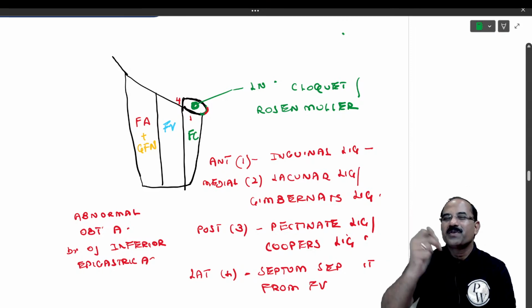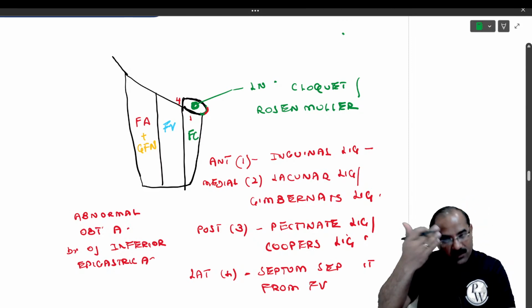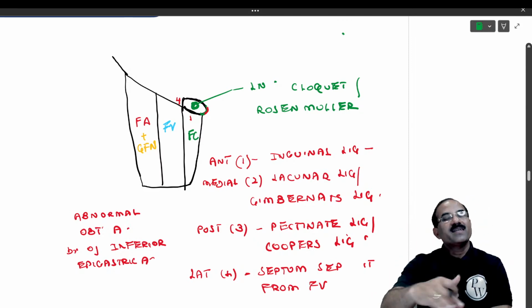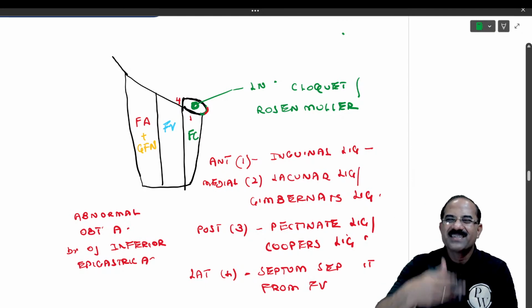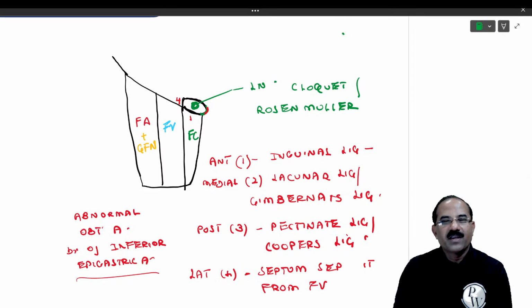So the abnormal obturator artery is a branch of the inferior epigastric, and this inferior epigastric artery, students, is itself a branch of the external iliac. I hope this is clear to all of you students.